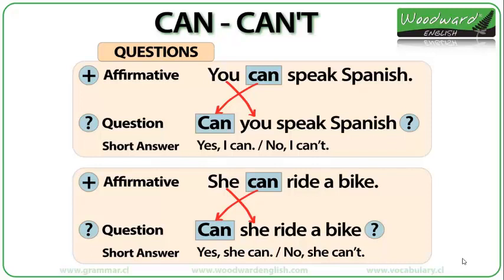Affirmative is she can ride a bike. The question is can she ride a bike? And the answer, yes, she can, if the answer is positive. And if the answer is not positive, it's in the negative form. So you would say, no, she can't.